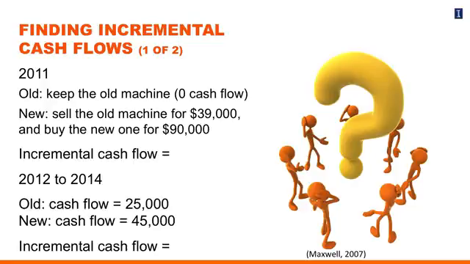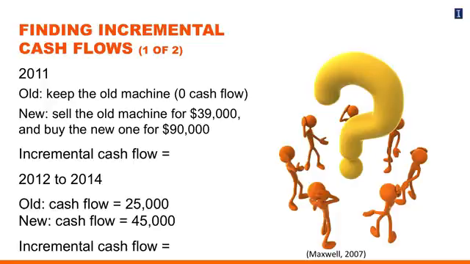And we have to think about the idea of incremental cash flows. Okay? So what is old? Old is to keep the old machine. If you keep the old machine, your cash flow is zero, right? But if you decide to put the new machine in place, okay, then what's going to happen? You're going to sell the old machine for 39,000 and buy the new one for 90,000.